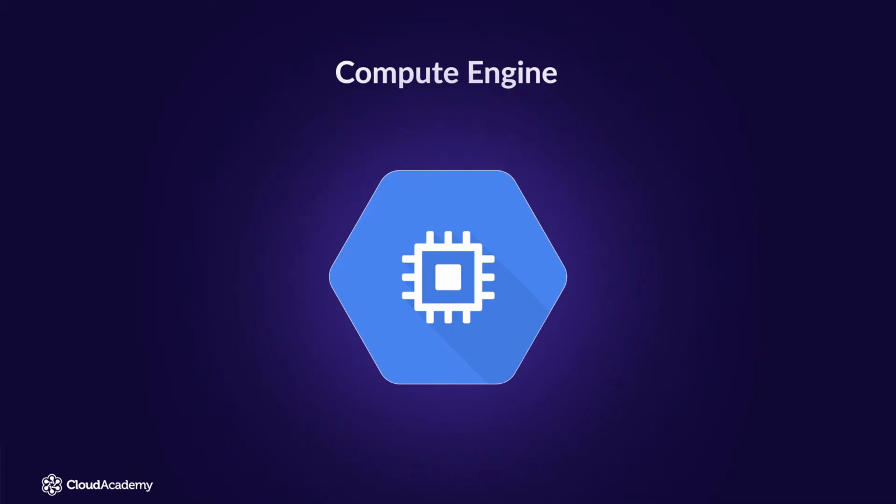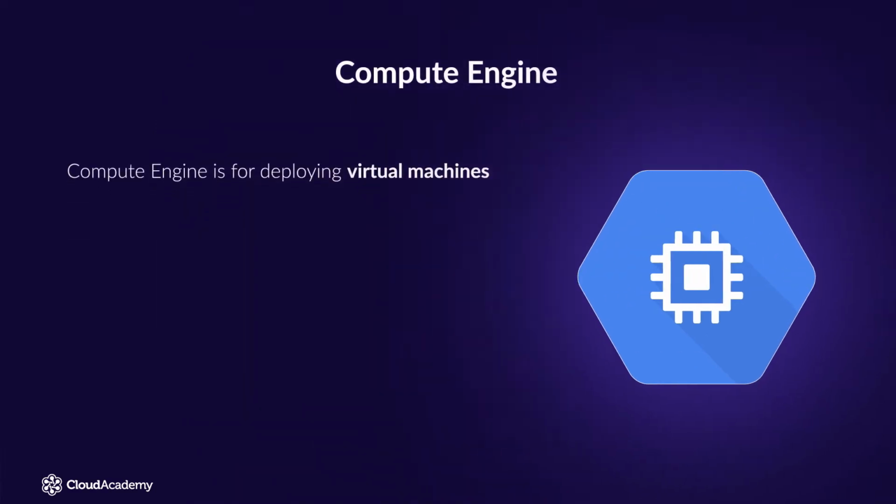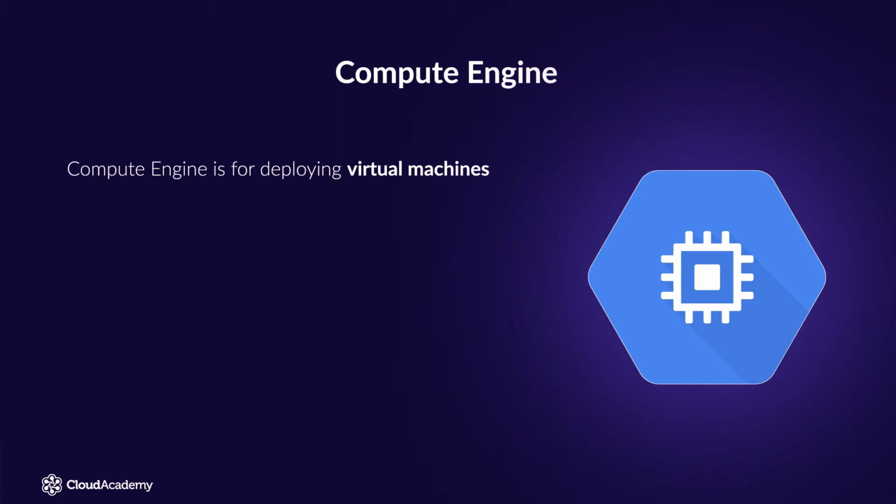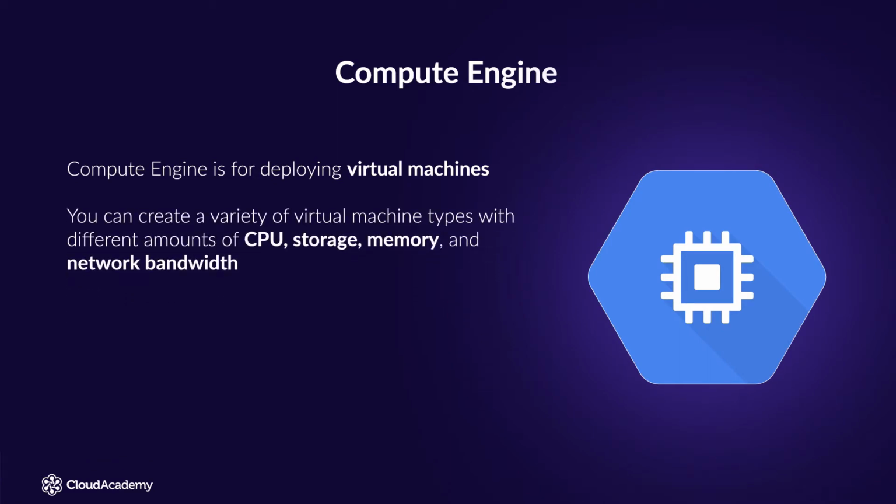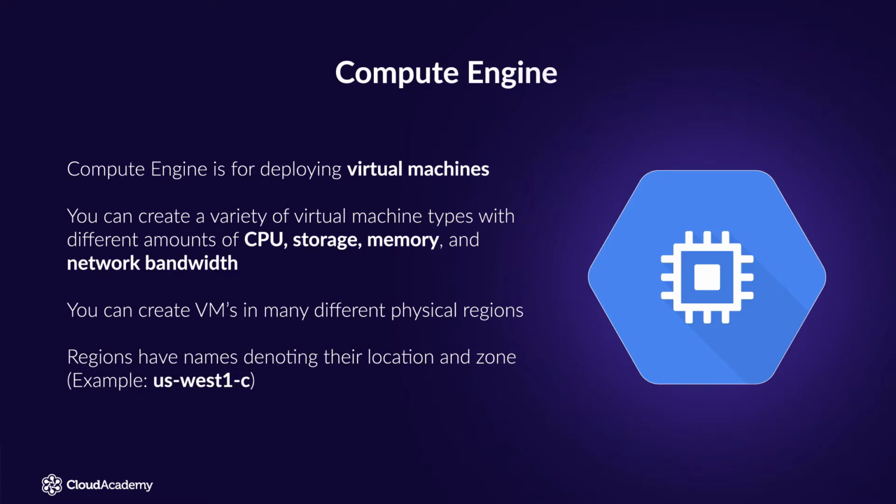As I've said, it is analogous to Amazon's EC2, but let's get a little more specific for folks who may not know AWS. Compute Engine is for deploying virtual machines. You can create a variety of virtual machine types with different amounts of CPU, storage, memory, network bandwidth. You can create VMs in different physical regions, as Google Cloud has data centers all around the world. And then regions have names denoting their location, like US West 1. Each region can have multiple zones, like A and B.